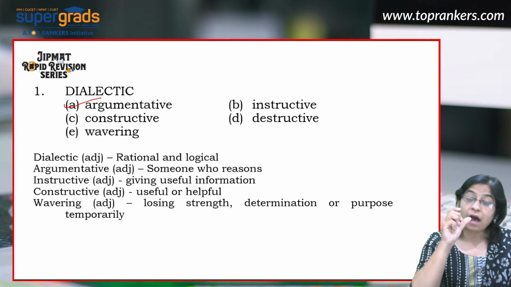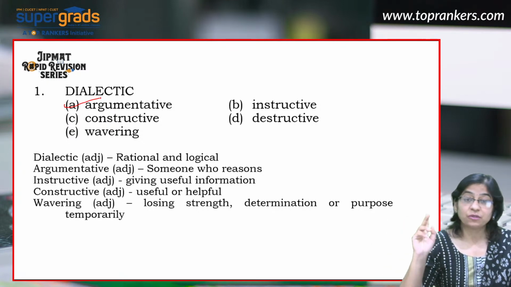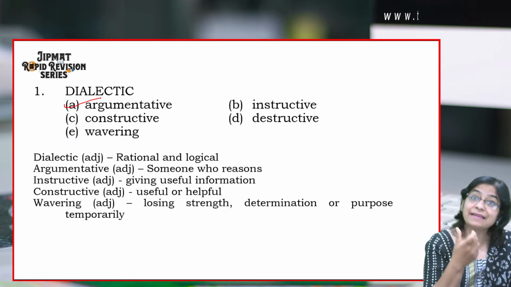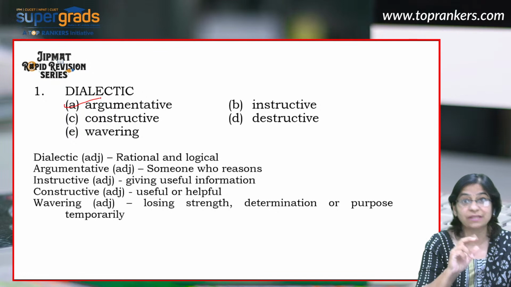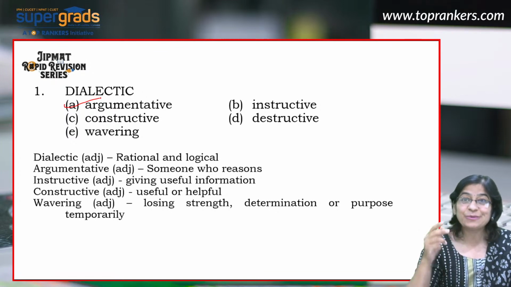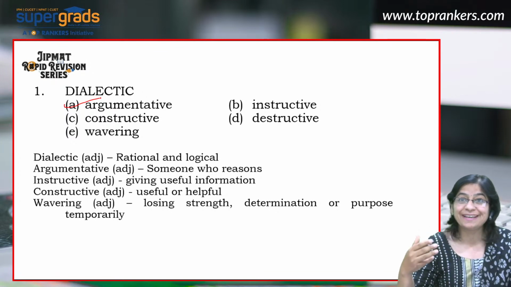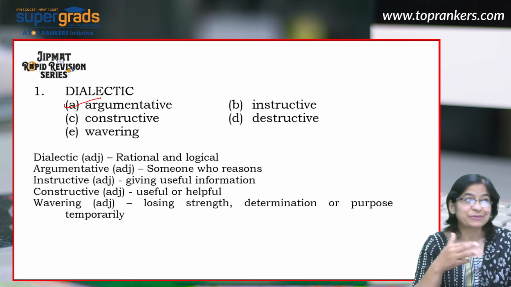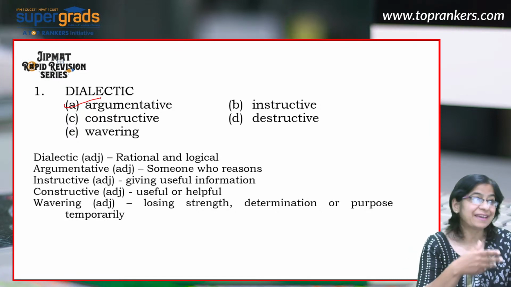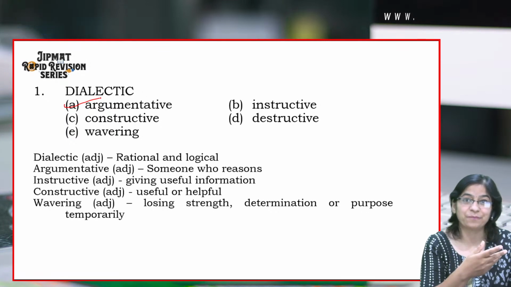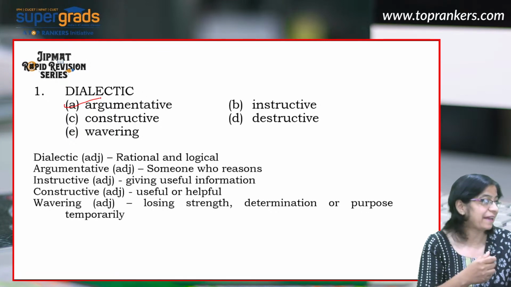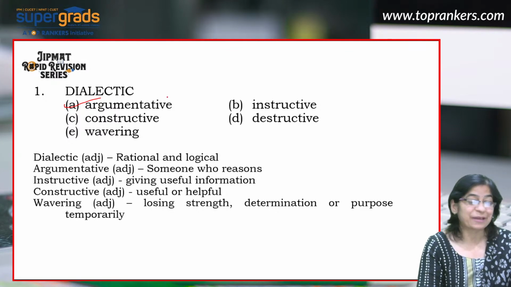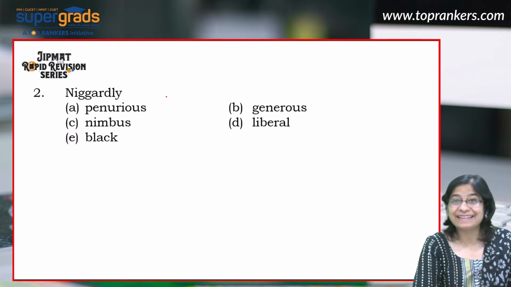So the answer, first of all, has to be the same part of speech, which this one is. Dialectic is an adjective, and so is argumentative. And let's look at the meaning of the two words. In a way, they both are closely related to one another. So, thereby, argumentative is the right synonym for the word dialectic. Yes, that's absolutely right. Good answer choice. Now let's look at the second one, niggardly.